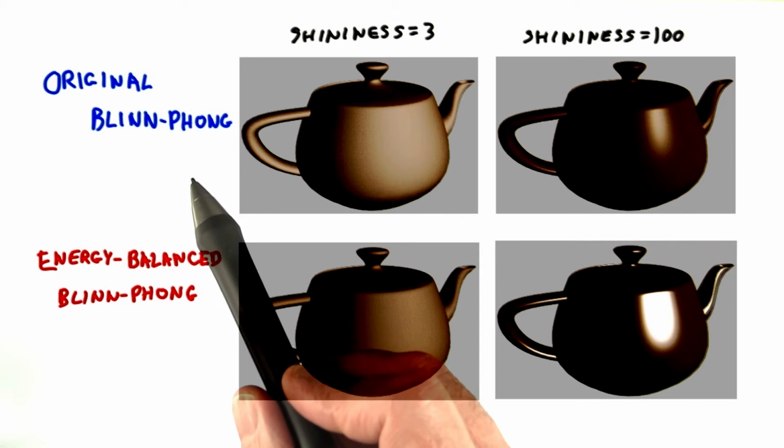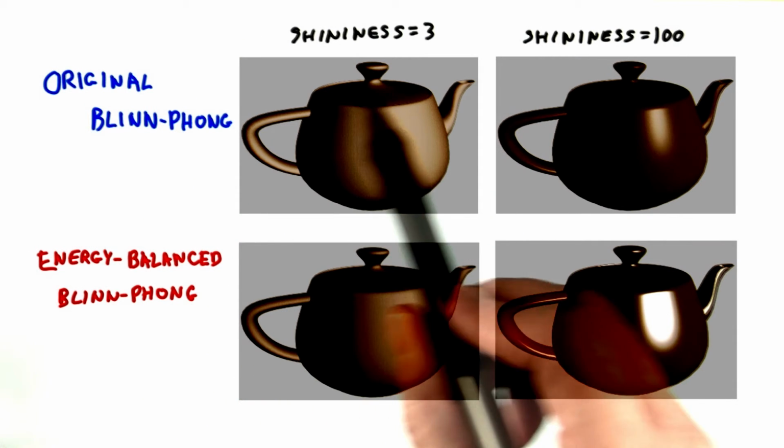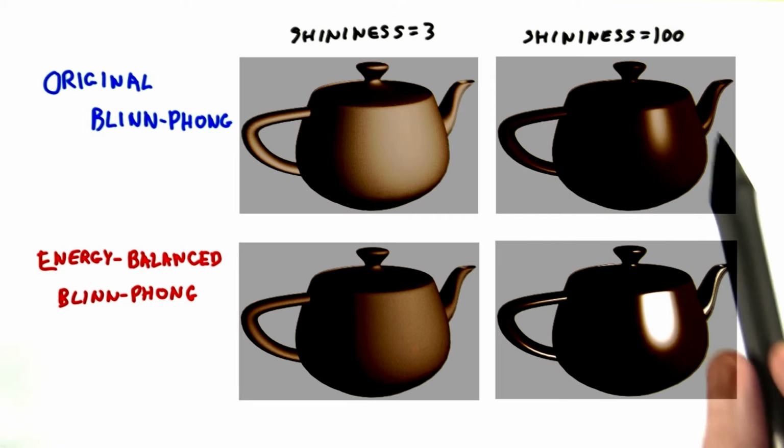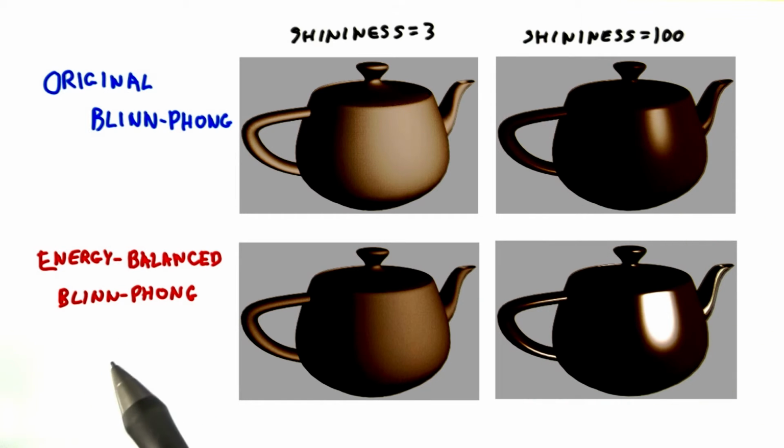Here's the original Blinn-Phong equation. You can see with a shininess of 3, it's overall much brighter than a shininess of 100. By energy balanced, I mean that changing the shininess does not noticeably change the amount of energy reflected from the surface. You can see the effect by running the demo that follows. By the way, this demo puts all its shaders inside the JavaScript program itself, if you want to look at an example of how that's done.